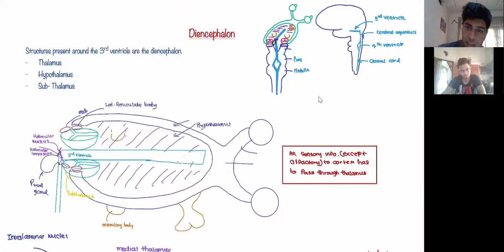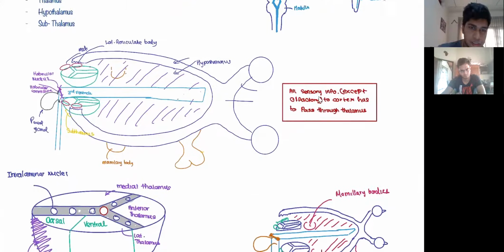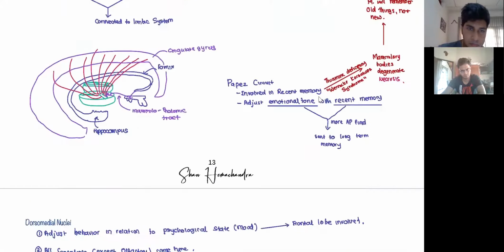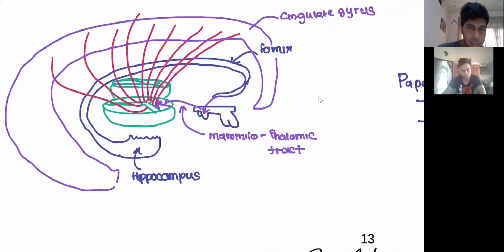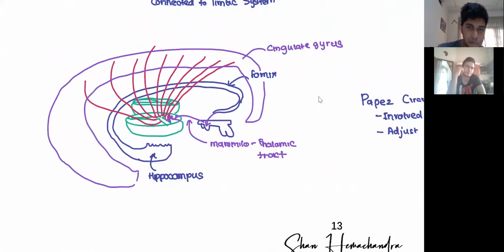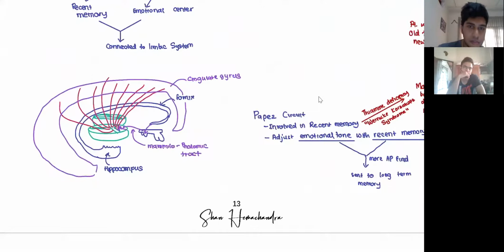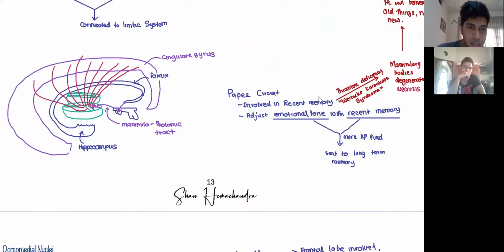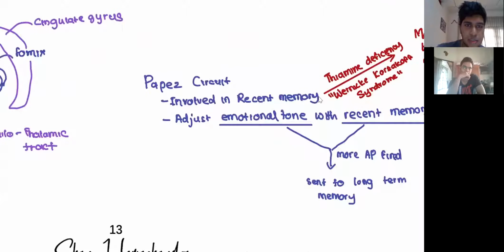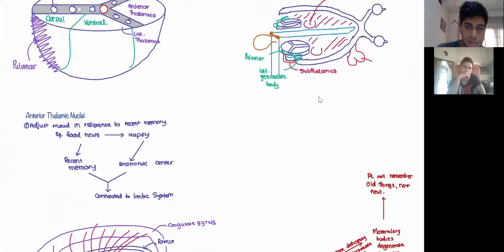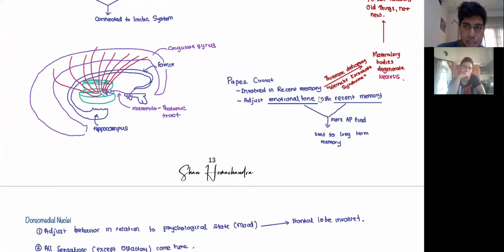Then we did about the diencephalon. I didn't tell it there, but this is the limbic system, major part of the limbic system that was discussed. Like this was under Wernicke-Korsakoff syndrome, the Papez circuit.